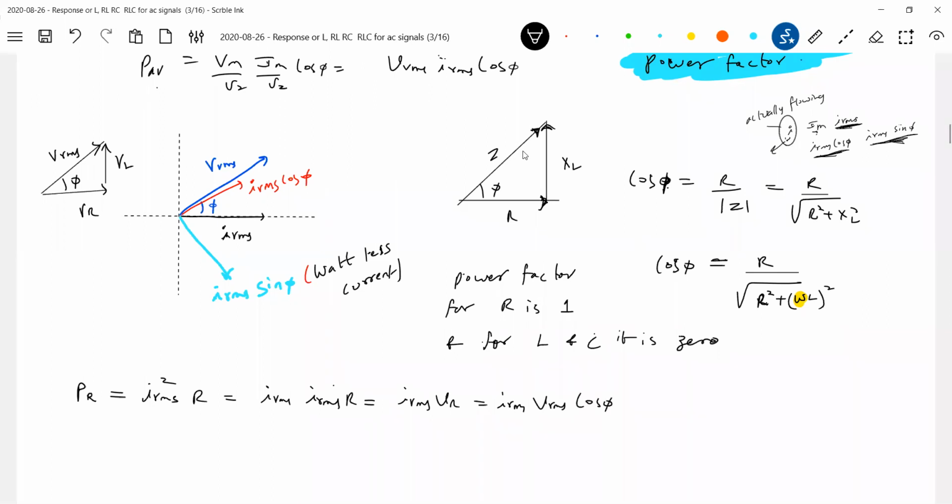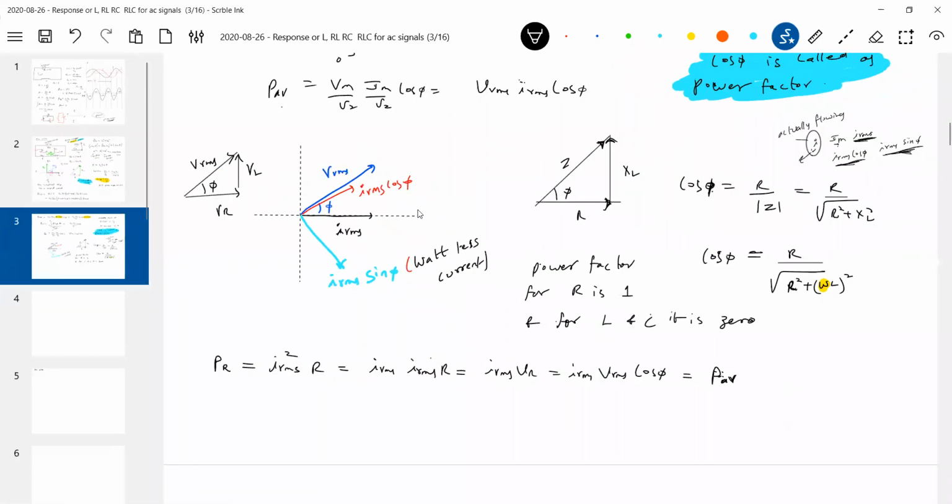Is it justified? What about the average power? Who will dissipate here? Resistor and inductor are there. Only the resistor will dissipate, which is equal to nothing but P average. So now, what is the average power dissipated in an RL circuit? It is nothing but the power dissipated across the resistor only. If they ask you to find the average power dissipated in an RL circuit, calculate the current flowing through the resistor, IRMS square into R. That is nothing but average power.